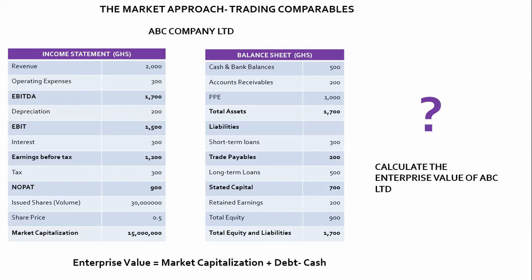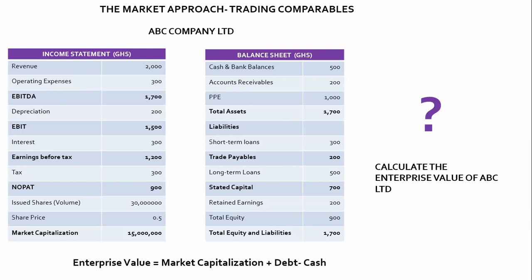We have the market capitalization at the left-hand side, which is 50 million. Great. So with the debt, you have short-term loans and long-term loans. When you sum them, we get 800. Then the cash in the bank balance, 500. I think that's all. That's great.